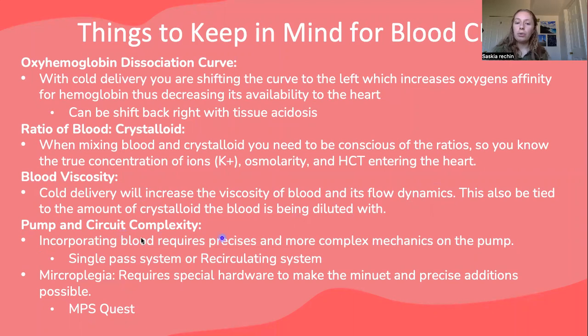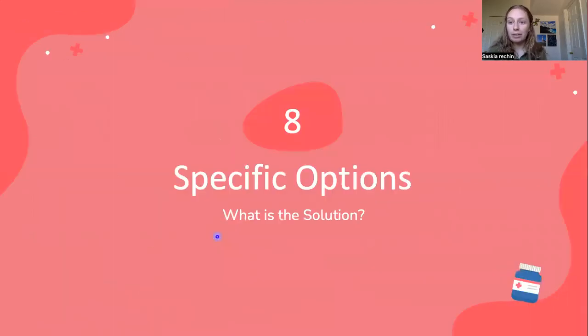So incorporating just our normal blood cardioplegia at those ratios, you can have your single pass or recirculating system. Single pass is what we use. Recirculating is just a direct cardioplegia delivery system where it's recirculating only blood and cardioplegia. And then microplegia itself is a much more complex delivery system. It has very minute and precise additions, as well as a more complex circuit or mechanism itself with the MPS Quest, but it still all works well.